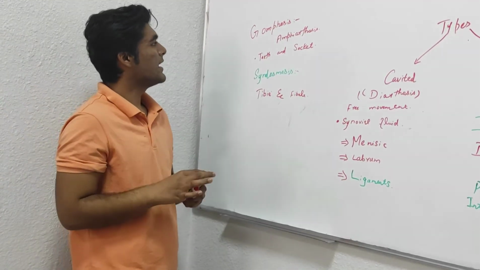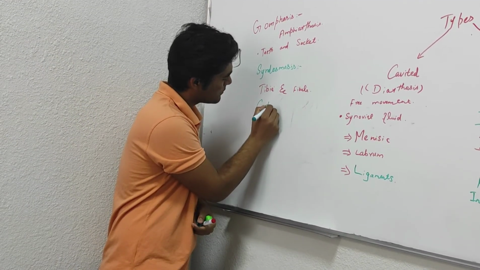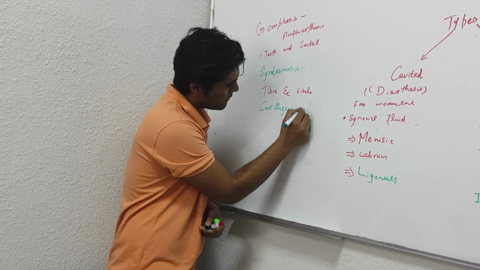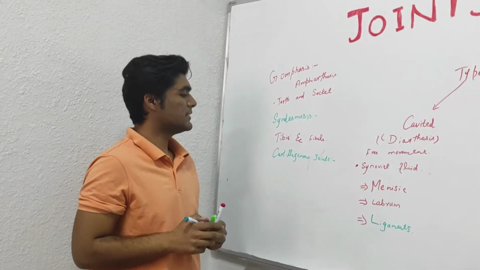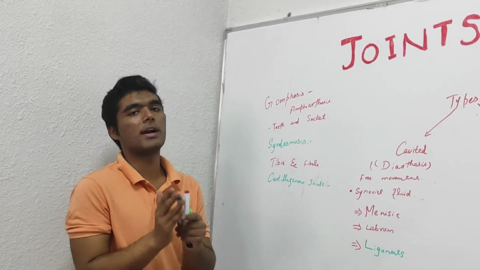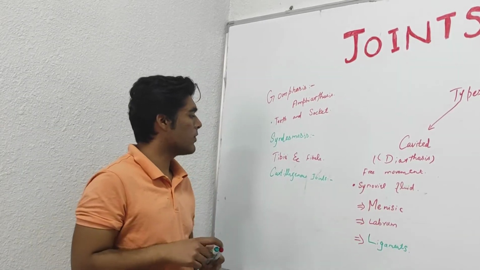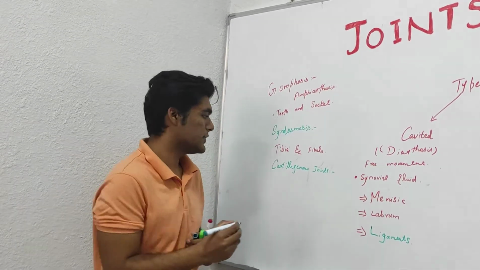And third is cartilaginous joints. Cartilaginous joints are joints entirely made up of cartilage, just like the pubic symphysis. That is the example of cartilaginous type of joints. It's entirely made up of cartilage.